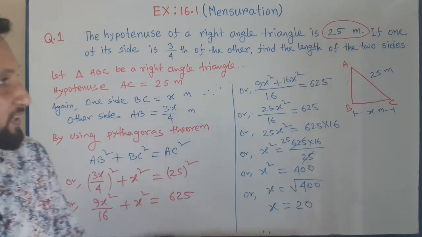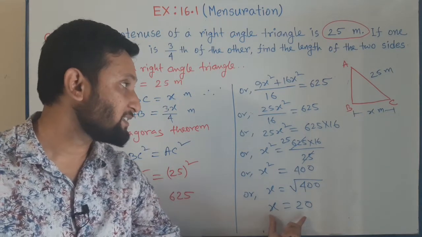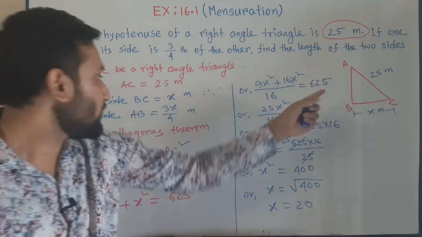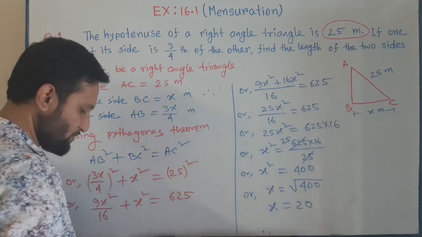So in this figure, one side BC equals x meter, so BC distance is 20 meter. Another side AB equals 3x by 4. So we can write one side x equals 20 meter.